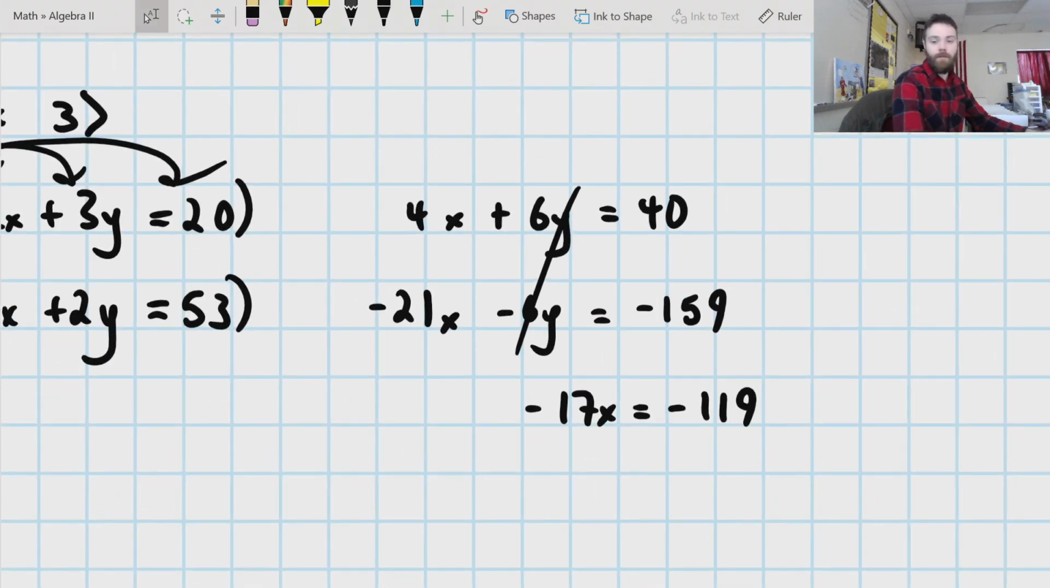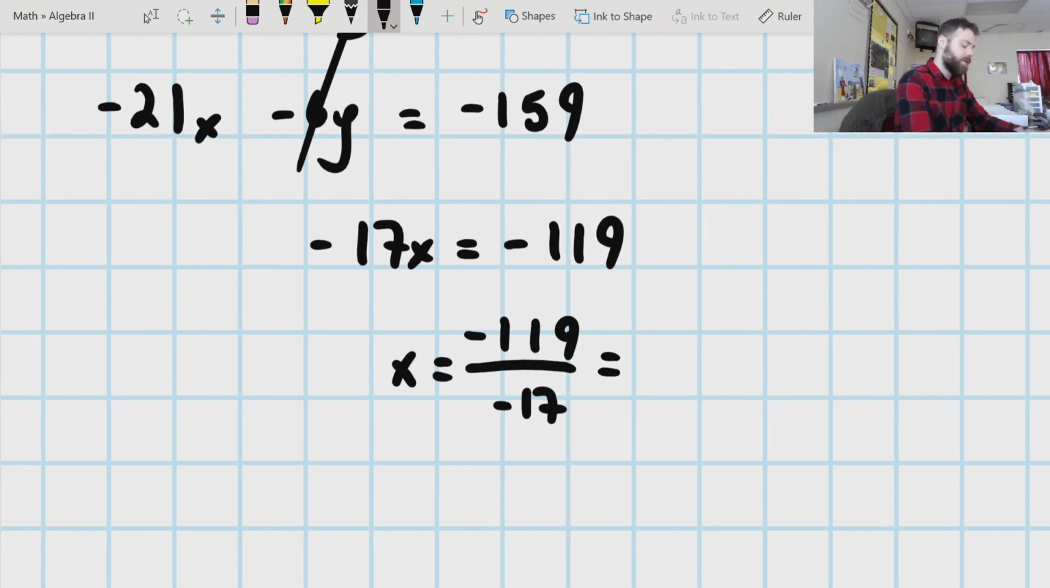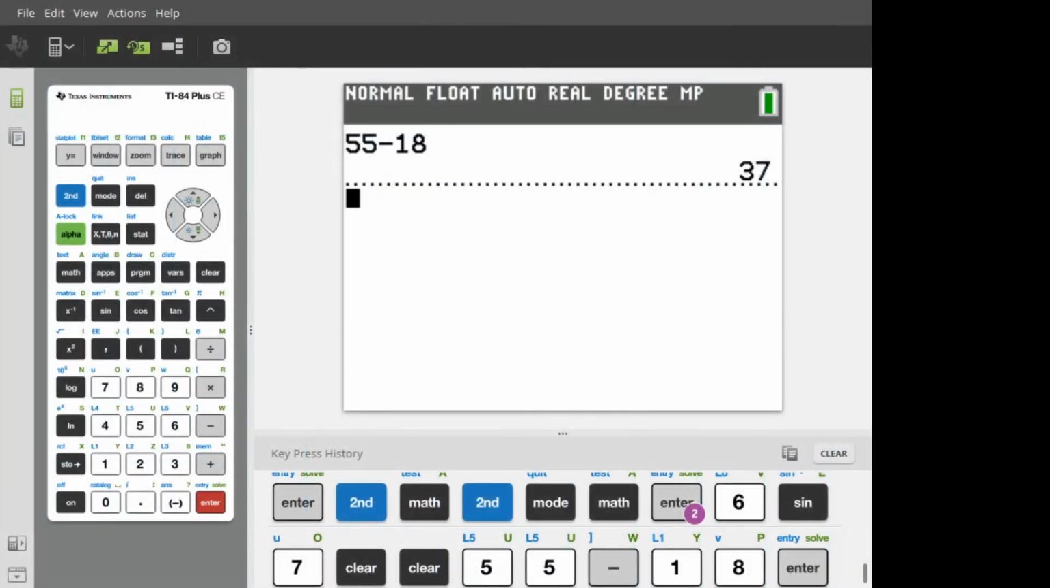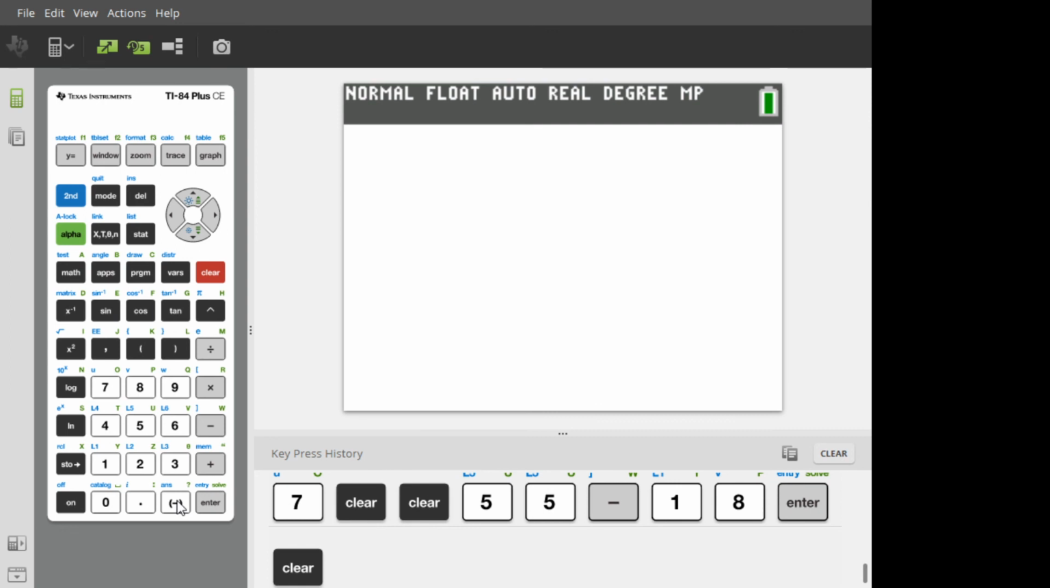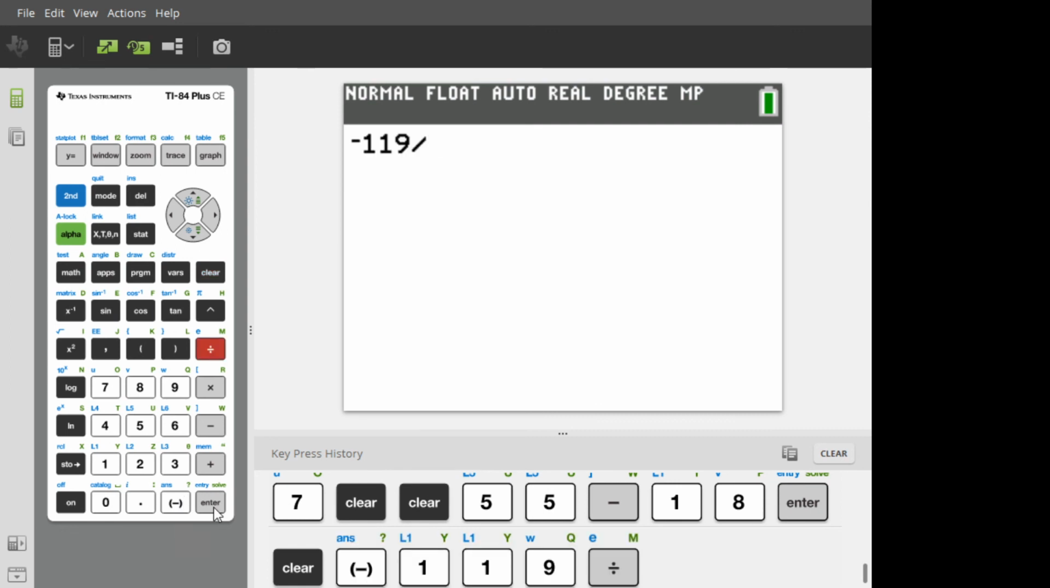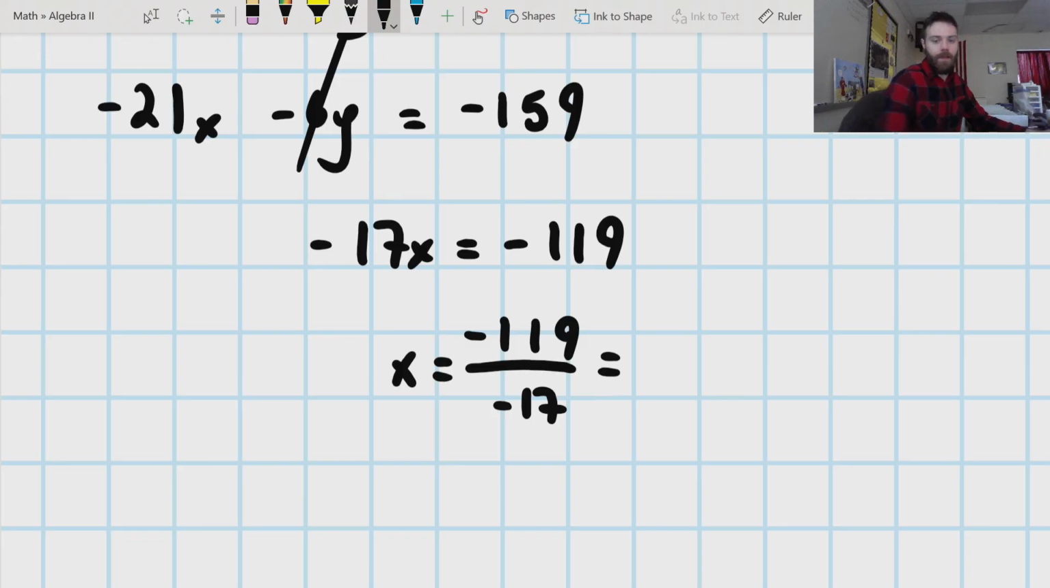And so I'm going to take both sides, divide by negative 17. So I get x equals negative 119 over negative 17. And negative divided by a negative is a positive, and that probably divides evenly. So let's take a look at our graphing calculator. And just to show you that a negative divided by a negative is a positive, that is positive 7. So x equals 7.